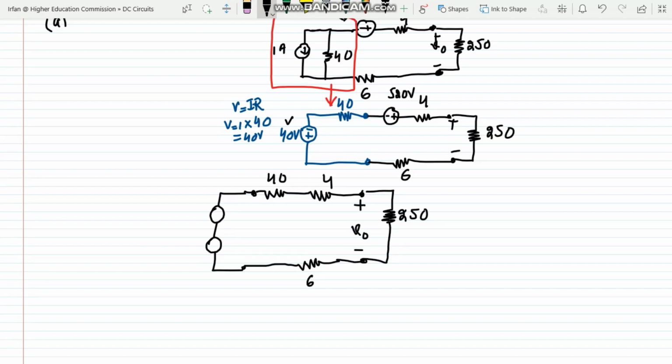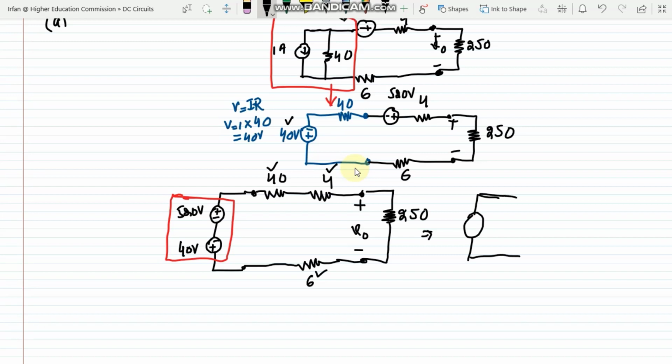Now we can see that these four resistors are in series with each other, so we can add these resistors together. Similarly, while combining the voltage sources, we observe the polarity of the 520 volt source, which is like this, and the polarity of the other voltage source, which is like this. Since the polarities of these two voltage sources are in opposite directions, the voltage of one source will be subtracted from the other.